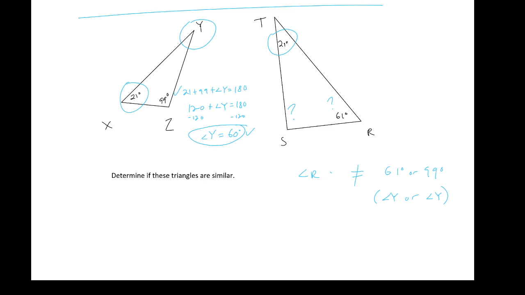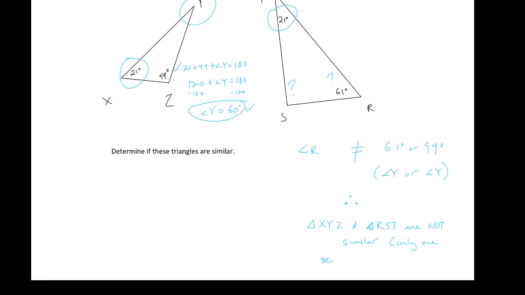Okay? Shorthand mathematically, we can actually just write an equal sign with a slash through it rather than writing the words "is not." So therefore, we do not have at least two matching angles, right? We have only one. So therefore, these two triangles, XYZ and RST, are not similar. Only one set of angles match.